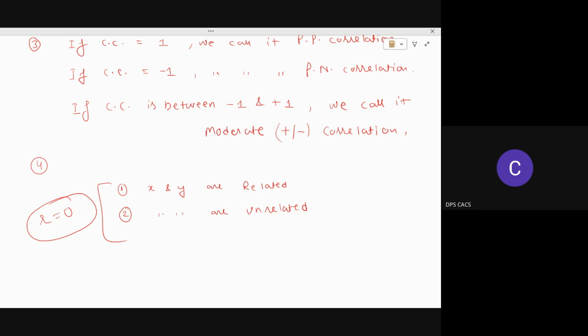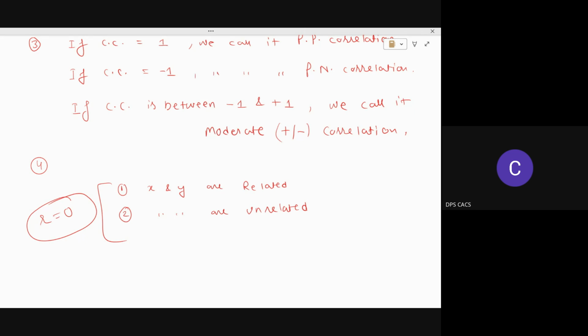Like your mom and dad had a fight, and for 3-4 days that is going on. So for 3-4 days they are not having lunch or dinner together. So for the time being, correlation is 0. But can you say they are unrelated or they have taken divorce? Obviously not. So variables can be related, still their correlation can be 0.